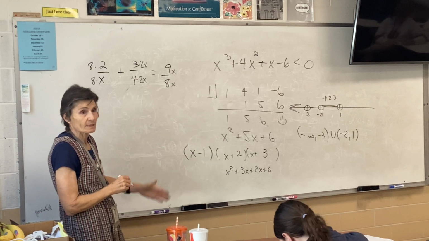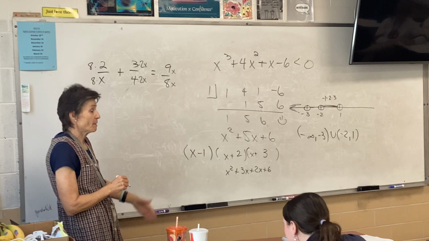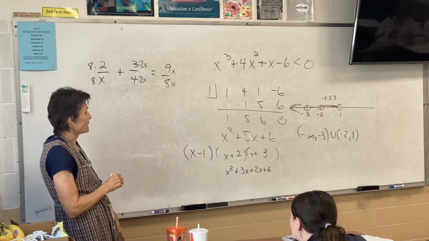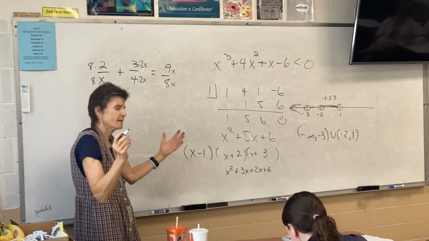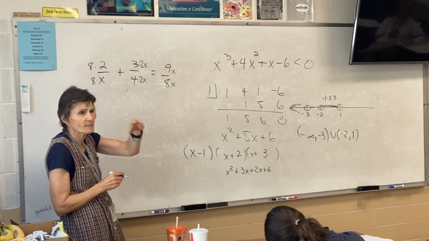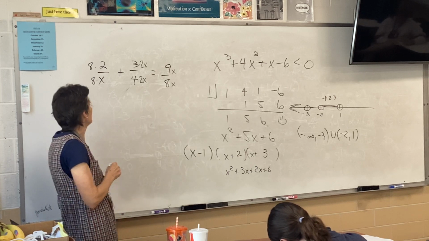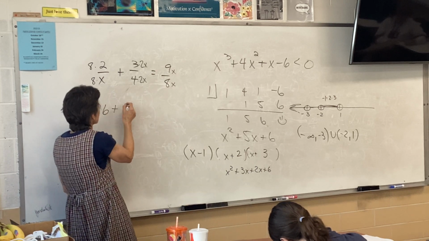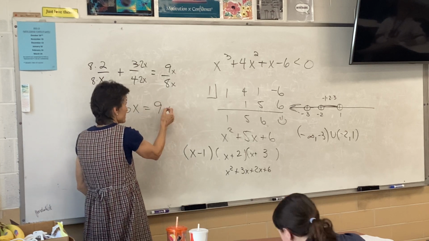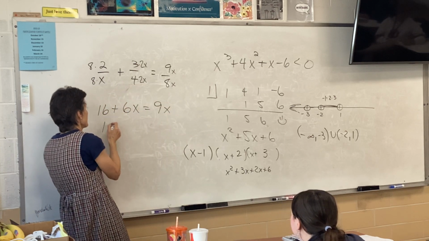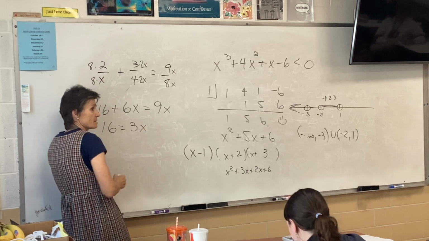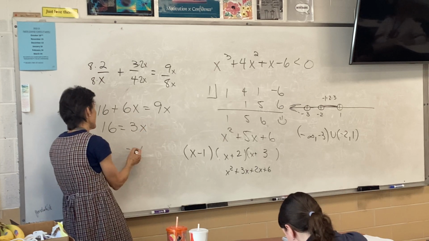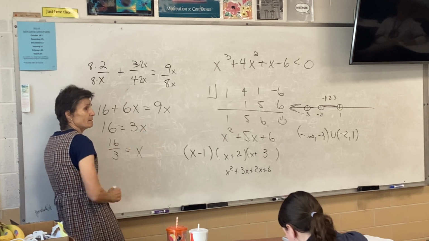Now are they all 8x? Yeah. Somebody else might say, no, I'd rather make it 32x. Fine, makes no difference. Just make them all the same. So 16 plus 6x equals 9x. So 16 equals 3x. And x equals 16 thirds.